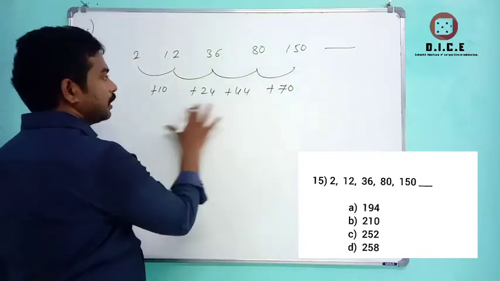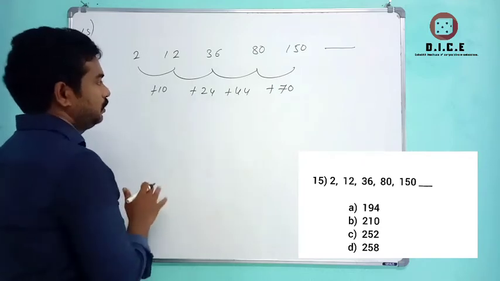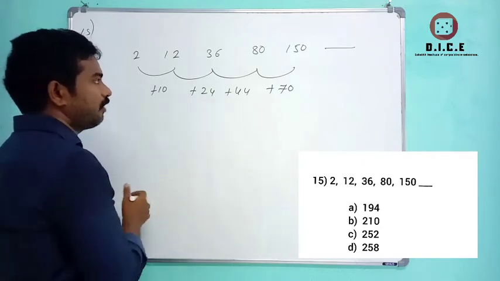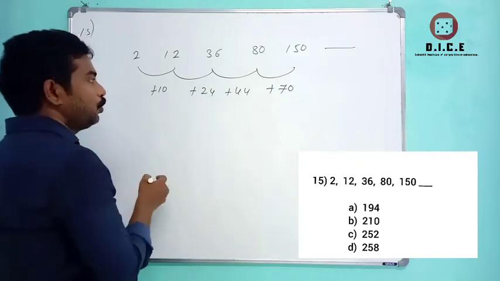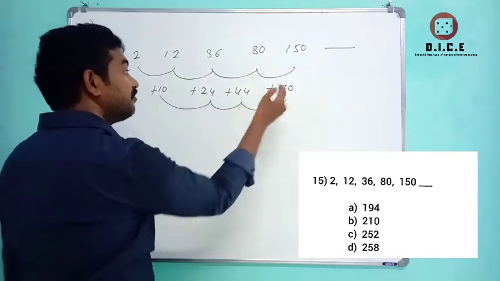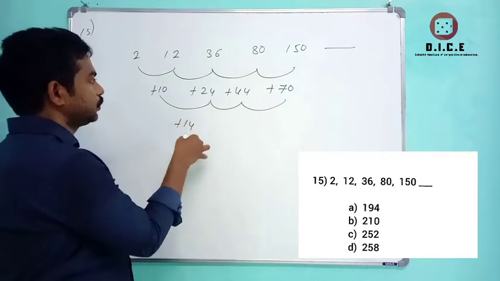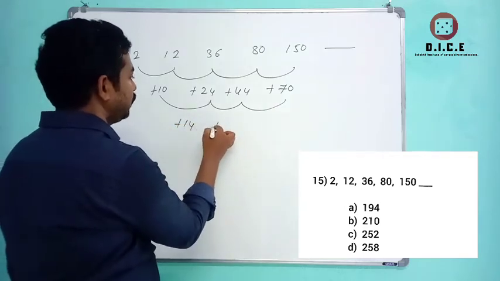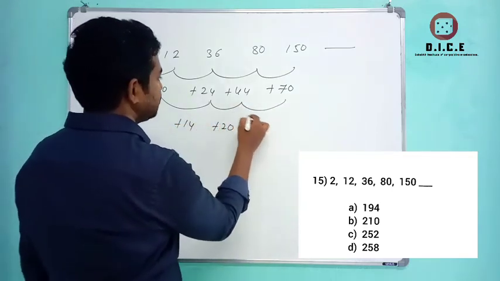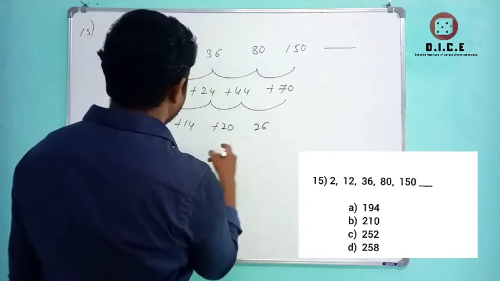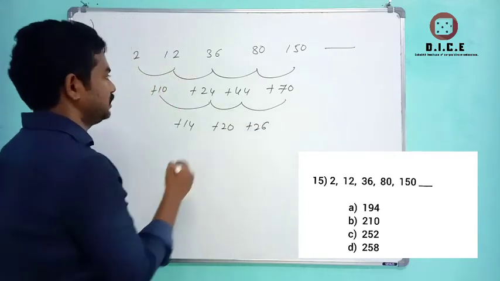By seeing the pattern, there is no proper order here. Can you find any proper order? There is no proper order. So again, you do the difference of the differences. 10 and 24, that is plus 14. 24 and 44, that is plus 20. 44 and 70, that is 26. That is plus 14, 20, 26.